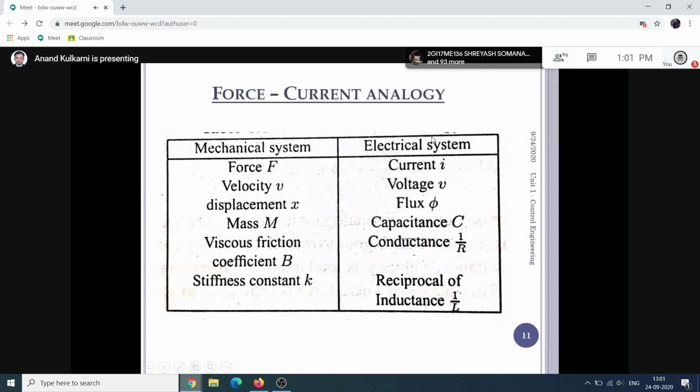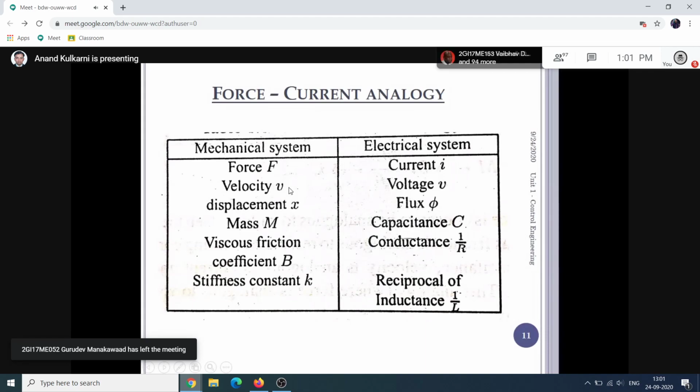Now here there is one thing: velocity and voltage are both represented by small v. In order to reduce the confusion, velocity is represented by small v, but voltage will be represented by small e while solving the problems. Velocity we keep as small v, but voltage we keep as small e, to reduce the confusion.